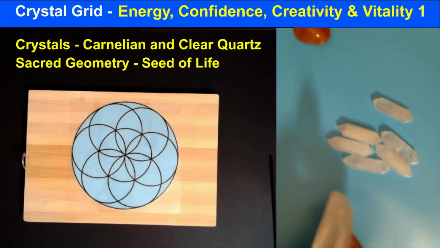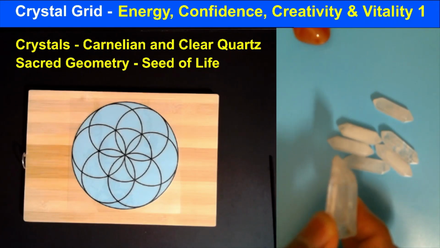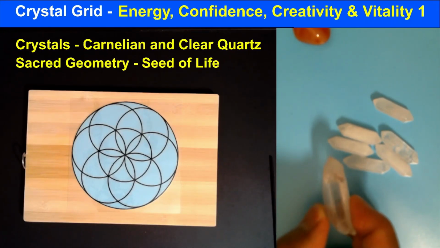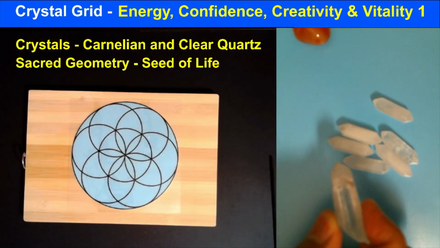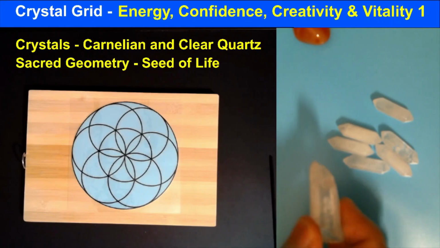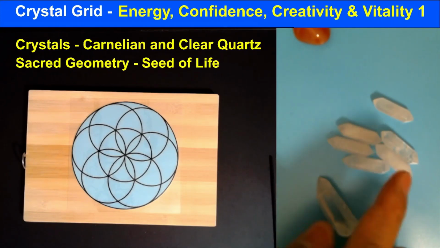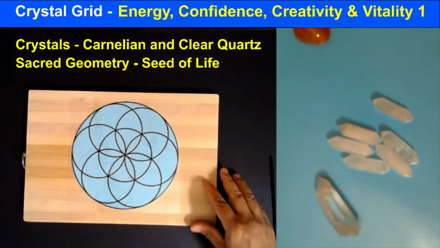Now there's a third stone here that we call the activating wand. You can have it or you don't have to, because you can activate the crystals even without an activating wand. But for this video, we're going to use a clear quartz in order to activate the crystals when they have already been placed in the grid.